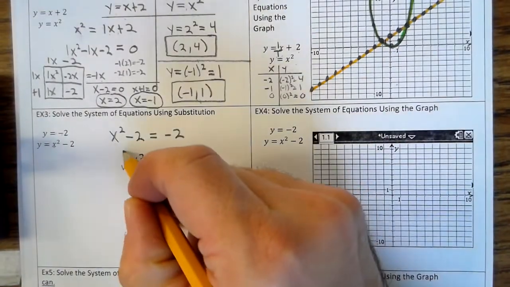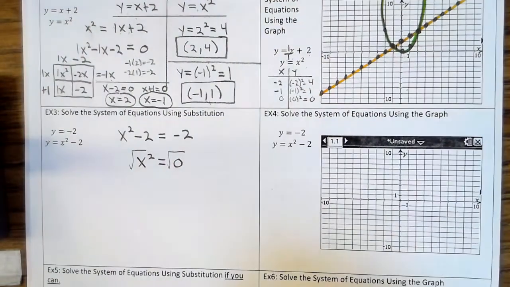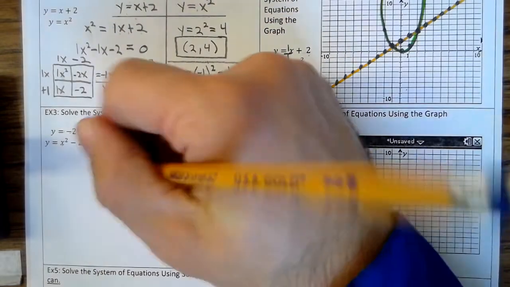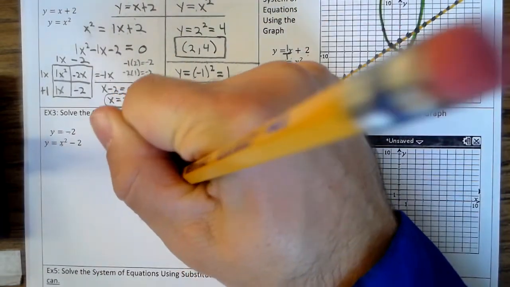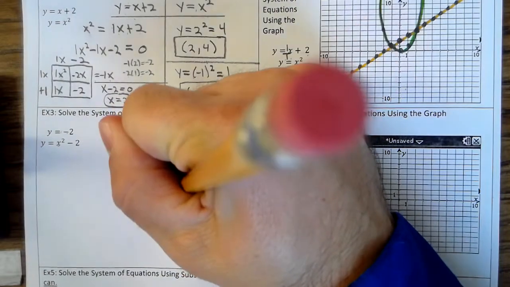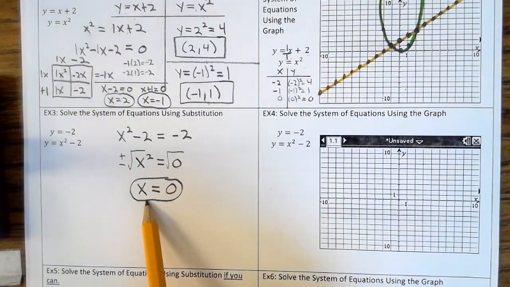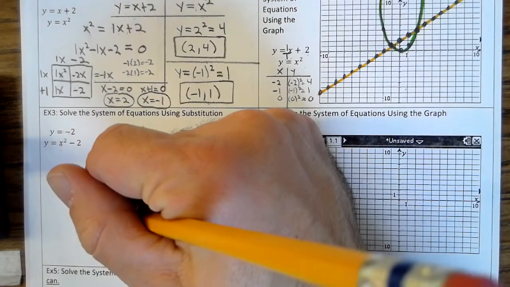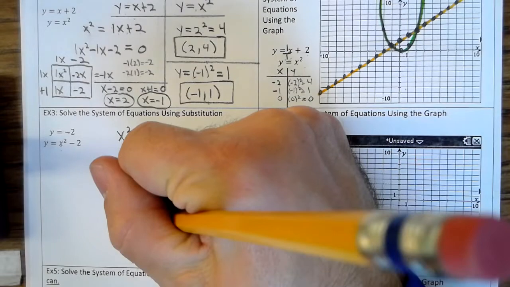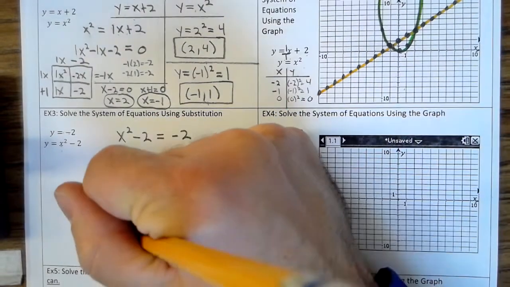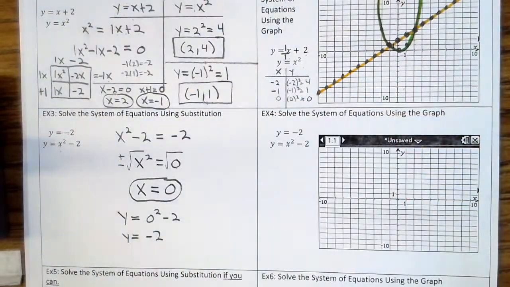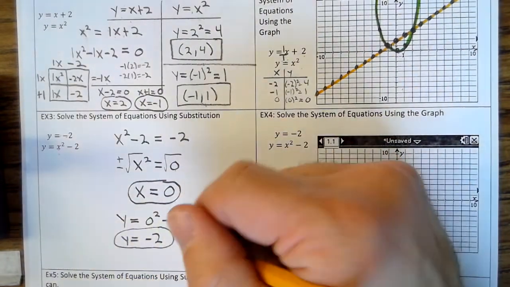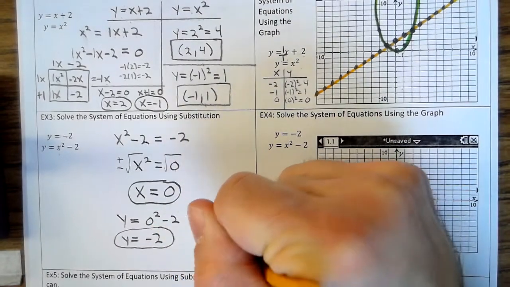We're going to take the square root of both sides. Now, don't forget square root is plus or minus, but it doesn't matter because it's 0, so x equals 0. Now, we need to remember to plug this back in and solve for y. So y equals 0 squared minus 2, so y equals negative 2. So our point of intersection is 0, negative 2.